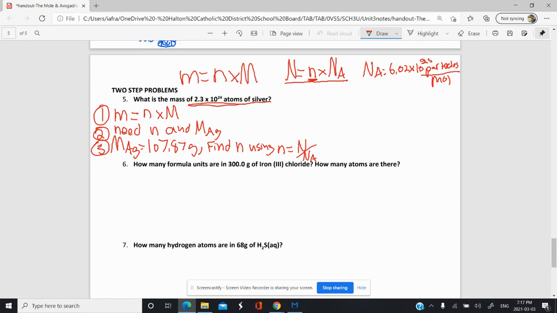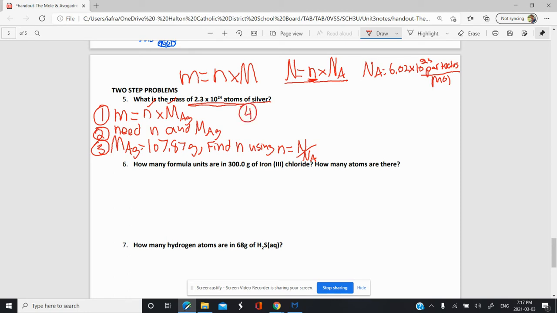Because to do this whole problem, I need the number of moles and the molar mass of Ag. I have the molar mass of Ag. So I'm going to go and find the number of moles of Ag so I can plug it into that mass formula, which is really what I want to do. I have the molar mass. I need to find the number of moles. I have the number of particles, and I can find the number of moles using the number of particles. So that'll be my step 4 here.